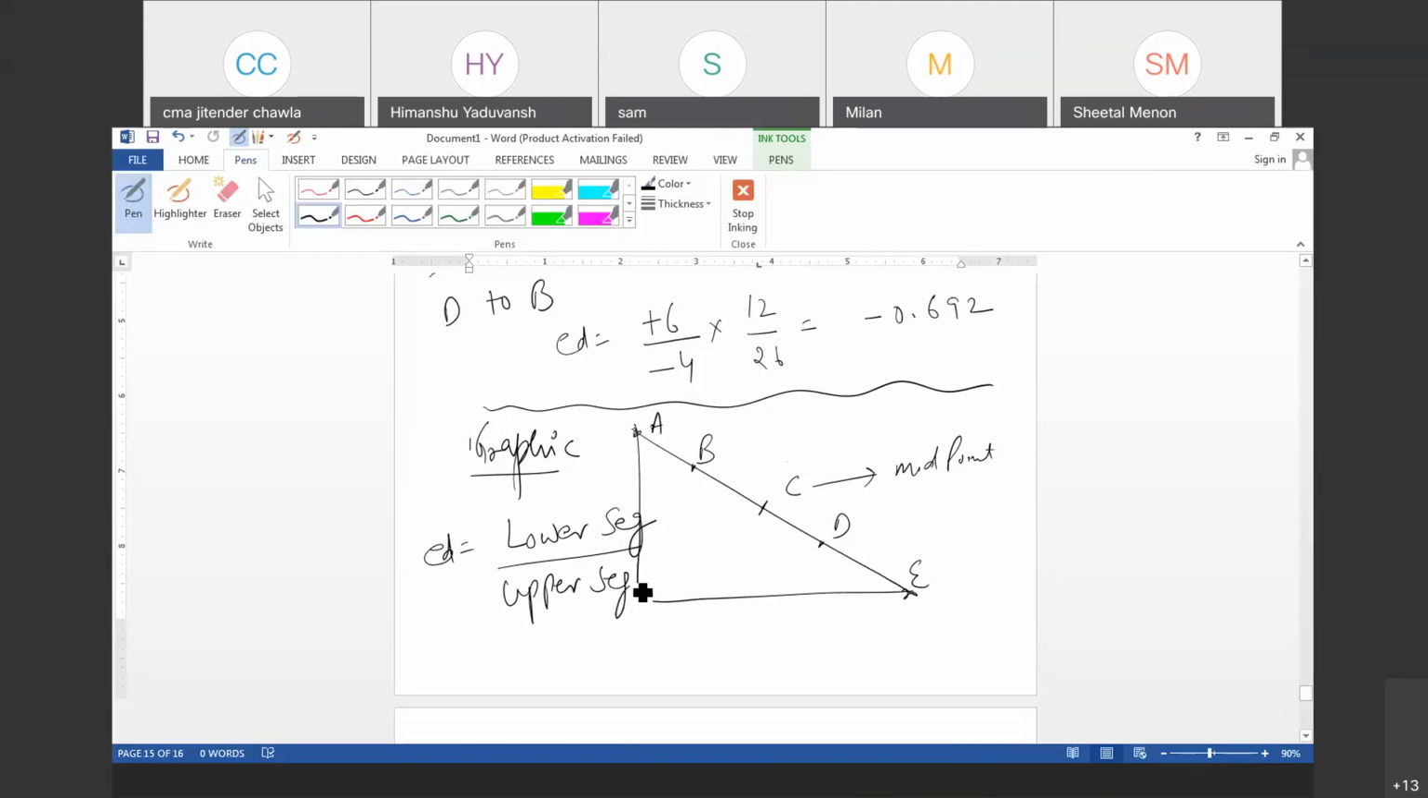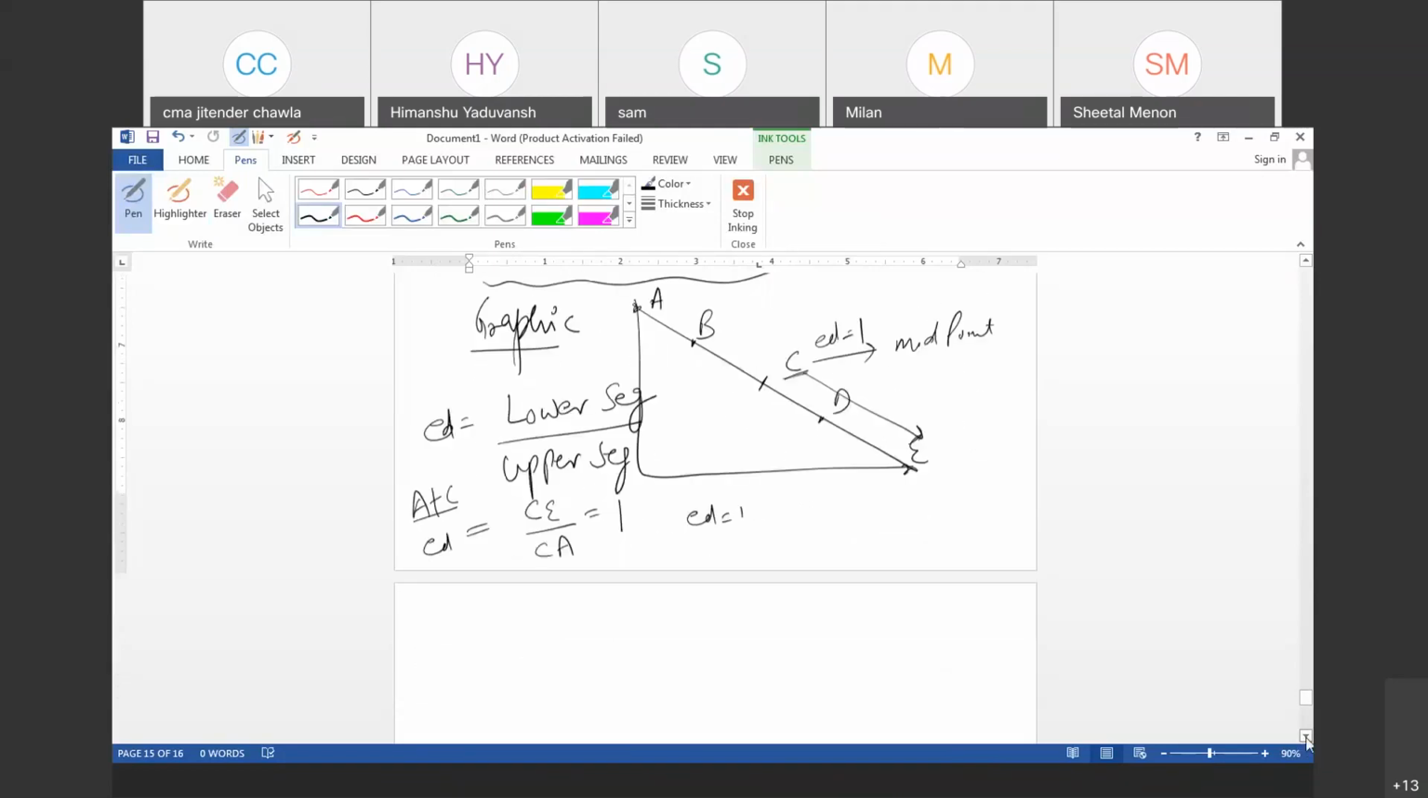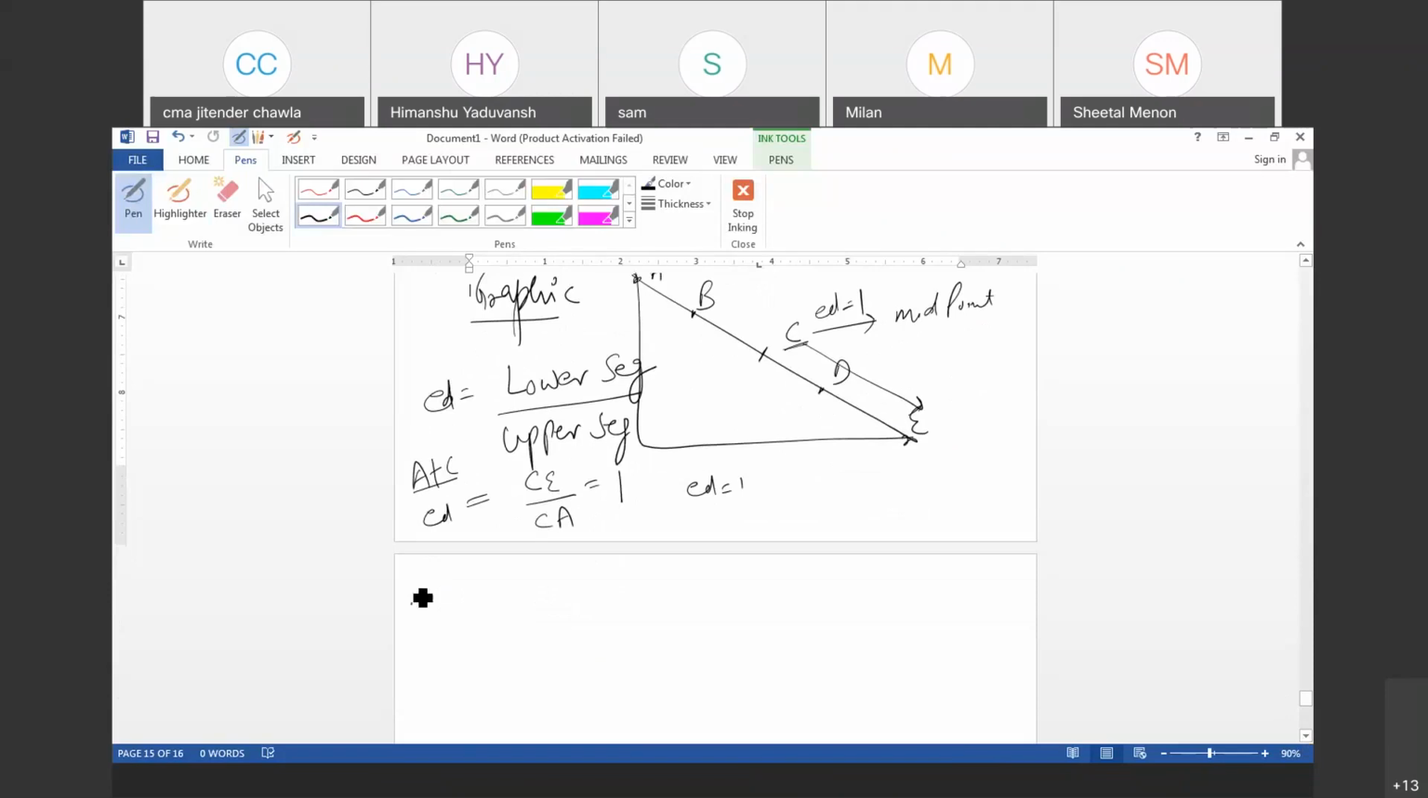If you want to calculate elasticity of demand at point C, the lower area is CE divided by CA. As I already told you, C is the midpoint, so CE must equal CA, and ED works out equal to 1. Here ED is equal to 1, right?